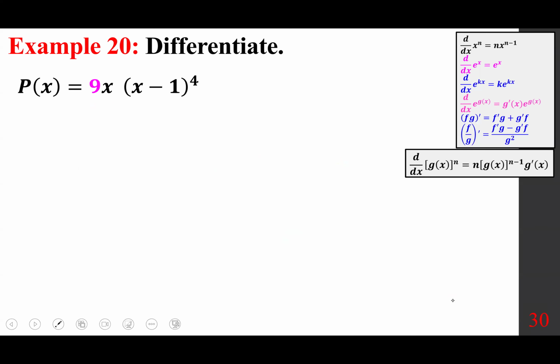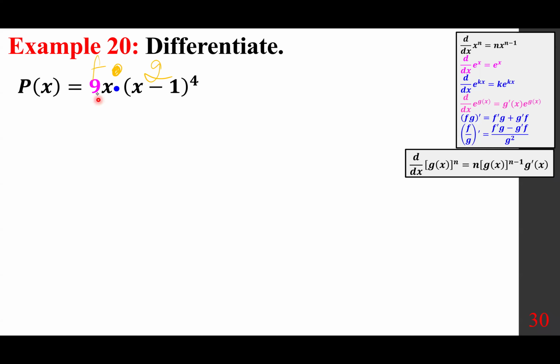We want to differentiate this again. 9 is not a huge number. You can think of it as part of x. Therefore, you put a raised dot in between, and we are looking at f times g. And so we're going to go with the product rule, f prime g plus g prime f.